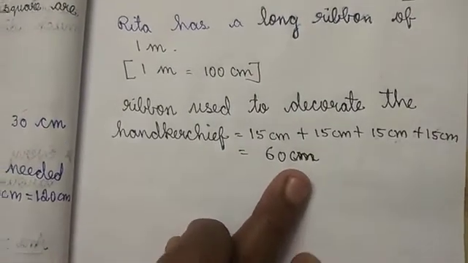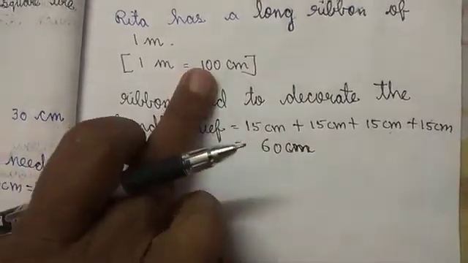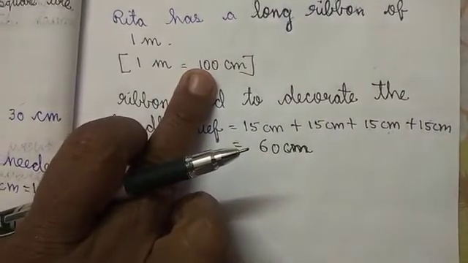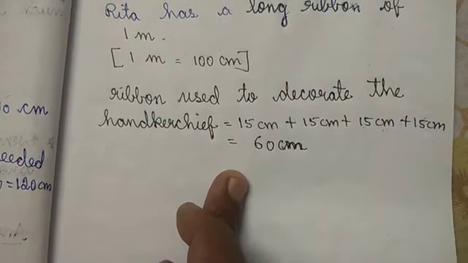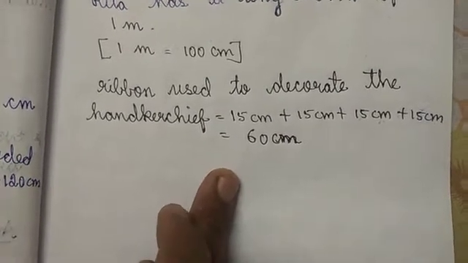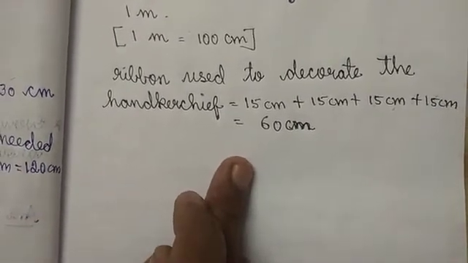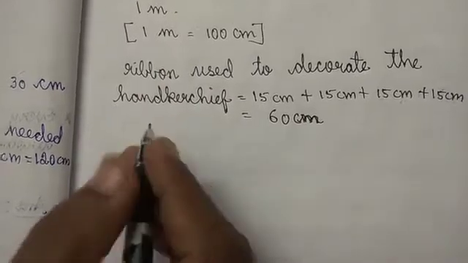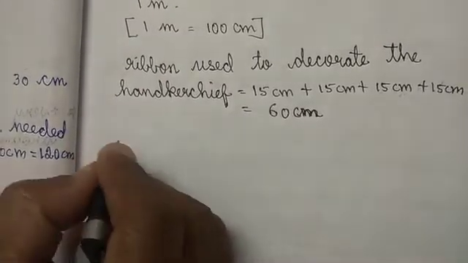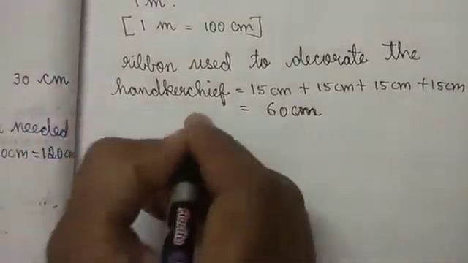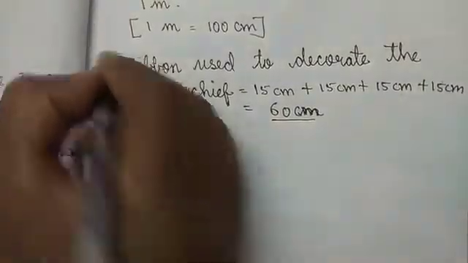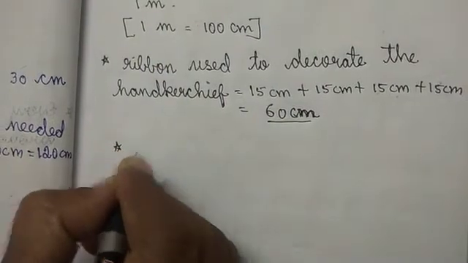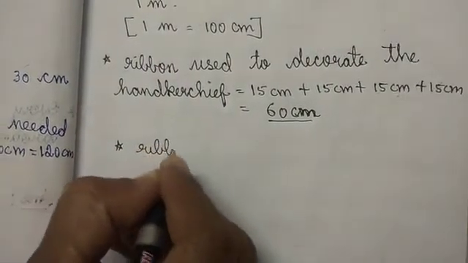But how much long ribbon she is having? 100 centimeter long she is having. So, what is the remaining you have to find out. So, how much ribbon will be left over? Left over means what, children? Remaining ribbon left over you have to find out. So, ribbon left over. This is first answer. Okay, children. This is for one answer. And the second one, ribbon left over.